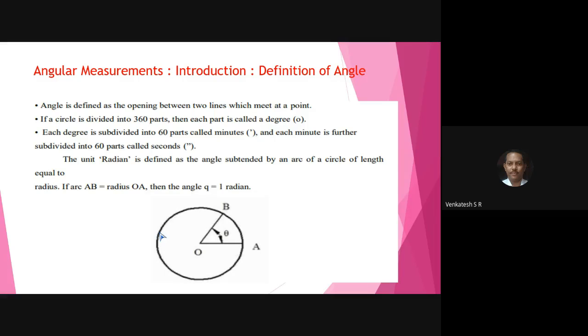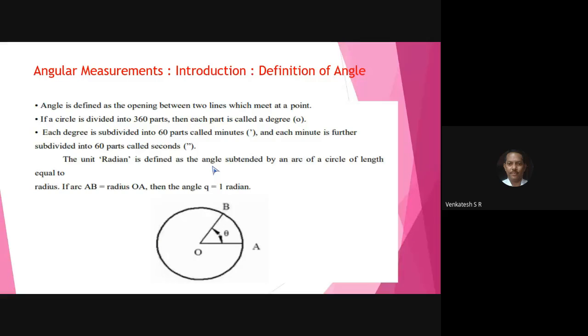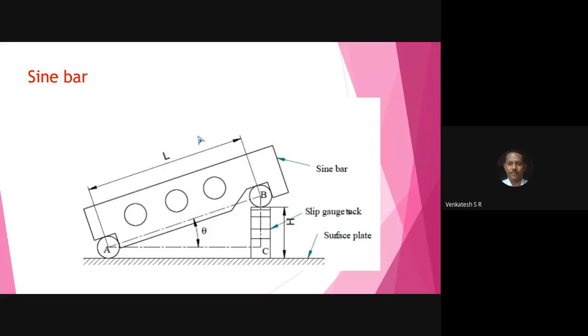Say once again, the circle is divided into 360 parts, a zero on the number as a power is called degree. Each degree is divided into 60 minutes, and each minute is divided into 60 seconds, and that is radian.